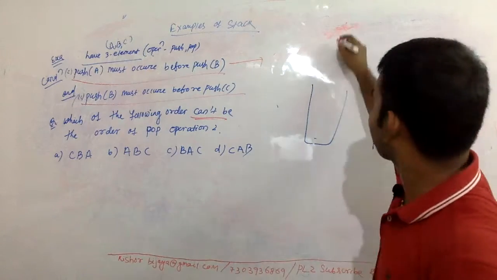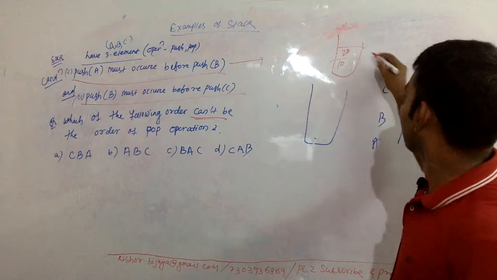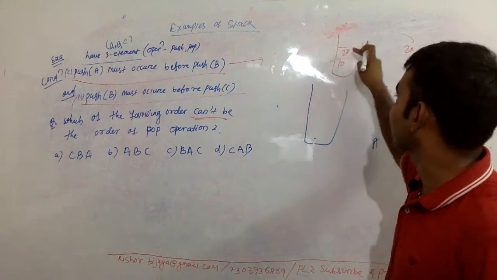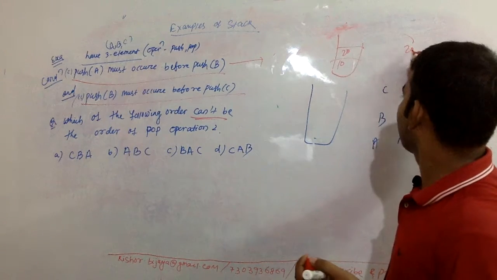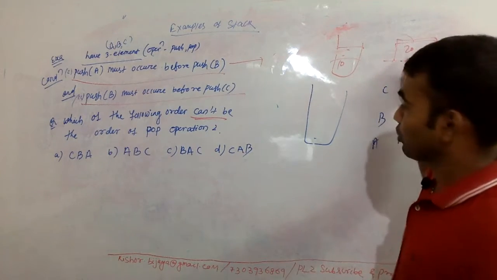Suppose I will give an example. Suppose I am inserting 10, 20. Then what will be the pop order? Then 20 I'll delete, because I cannot delete 10, right? Because I need to do all these things from the top of the stack. That's what the definition says. So I'll delete 20, then 10. So this is the pop order, right?